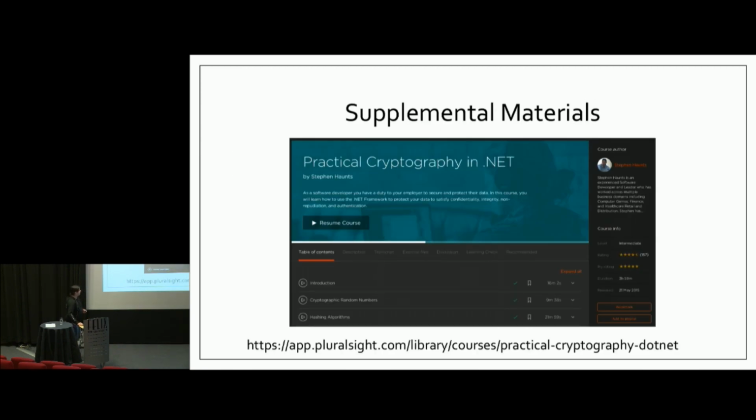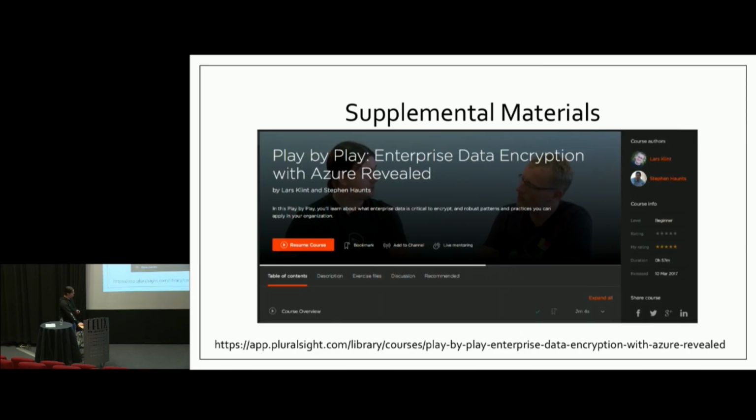So we're going to cover quite a lot of ground quite quickly today when we talk about cryptography in .NET. So I just want to show you some other resources that you can refer to afterwards if it's a subject that interests you. I've got a course on Pluralsight called Practical Cryptography in .NET, which talks about what we're going through today, but it goes through it a lot slower and works through a lot more examples. Another course that people may find interesting is one I've done here with Lars Klint, which is all about how to use Azure Key Vault in Microsoft Azure.